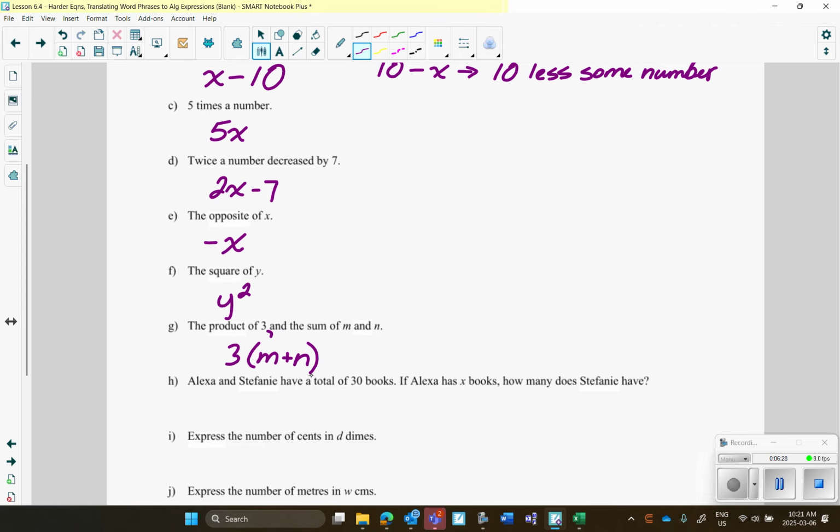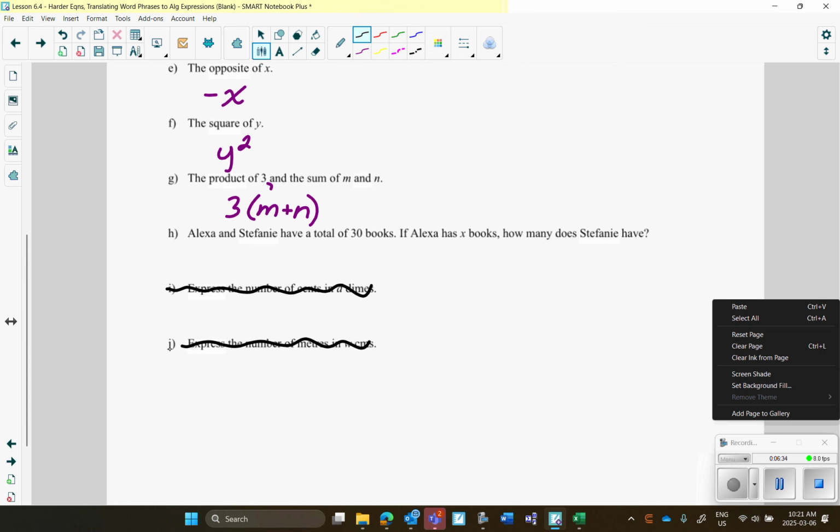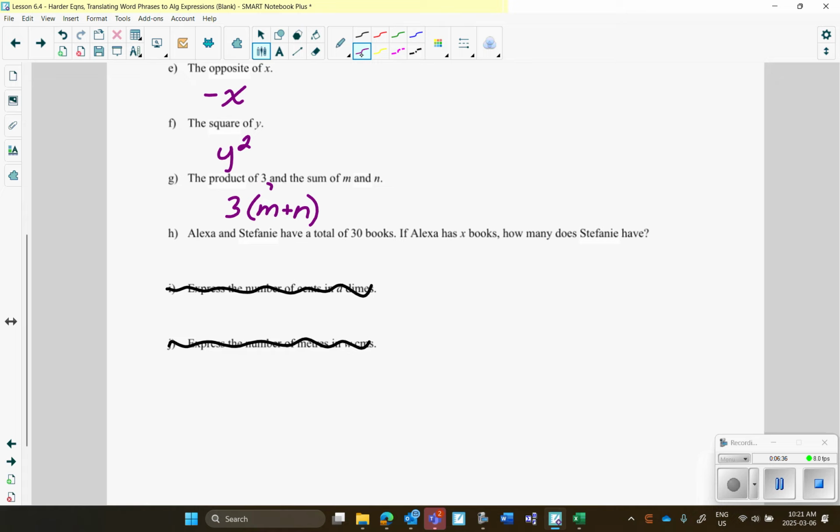This is a tricky one. Oh, and I'm not going to do these last two. Those are actually old ones that I don't look at anymore. This one's a little tricky. Alexa and Stephanie have 30 books. If Alexa has X, what's an expression for how many Stephanie has?